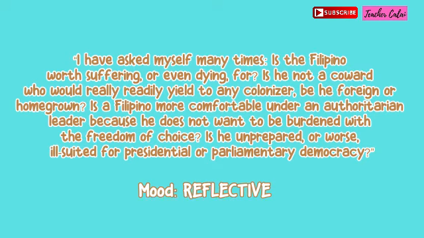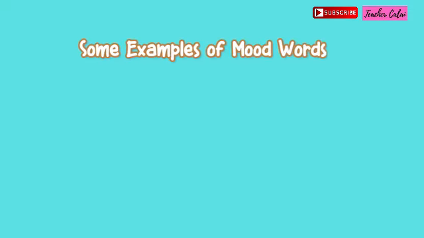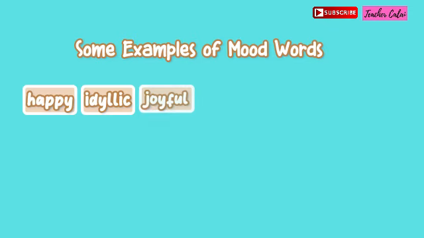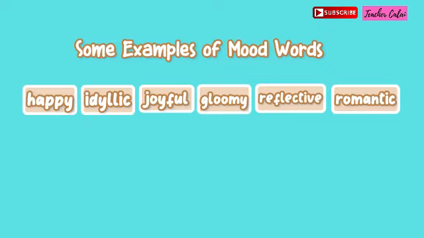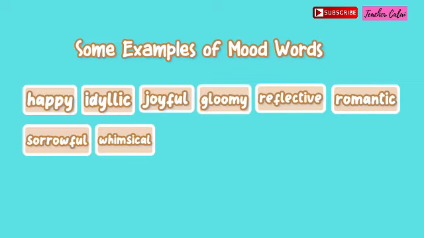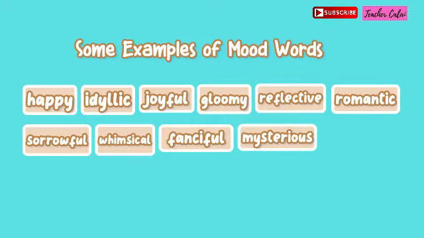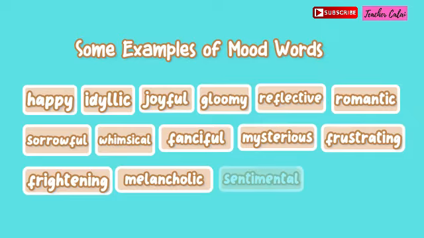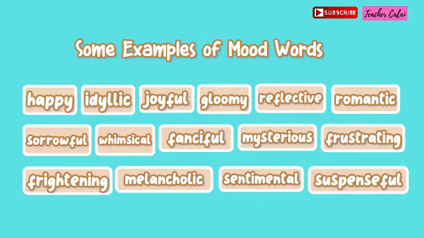Here, the mood of the author is reflective because it gives reflections of thoughts or ideas in a deeper way. Some examples of mood words are happy, idyllic, joyful, gloomy, reflective, romantic, sorrowful, whimsical, fanciful, mysterious, frustrating, frightening, melancholic, sentimental, and suspenseful.